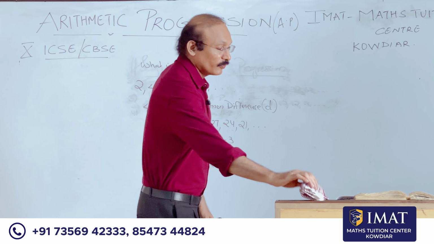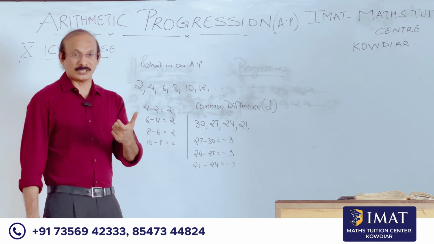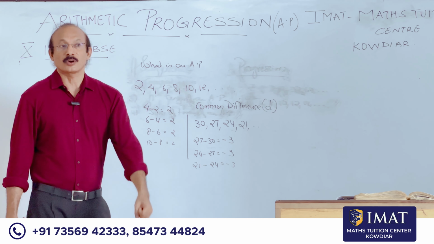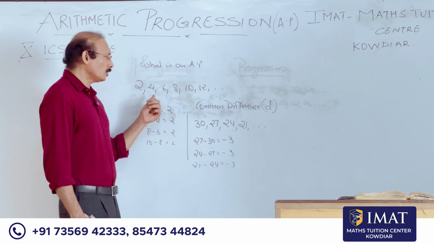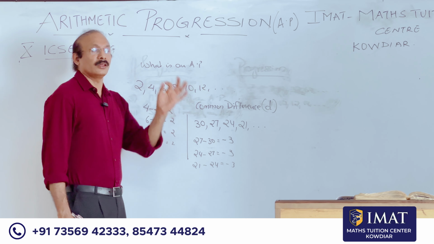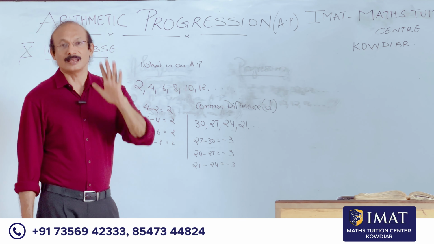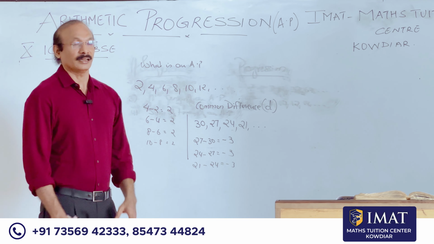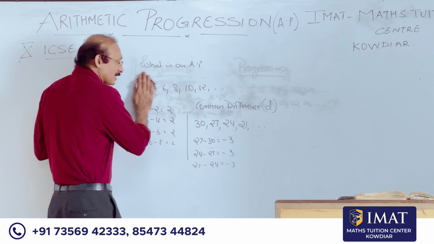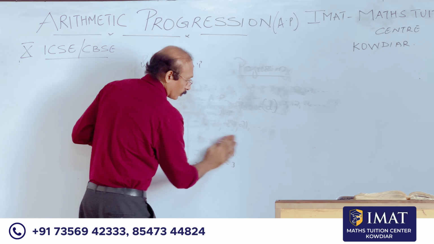Okay. So if you want to check whether a progression is in AP, what will you do? If a question comes, find whether this progression is in AP or not. What you need to do is just take the difference of the consecutive terms. And if you see that the difference is the same, you can call that progression an AP. Right. So now let us go to the next concept of this particular progression.